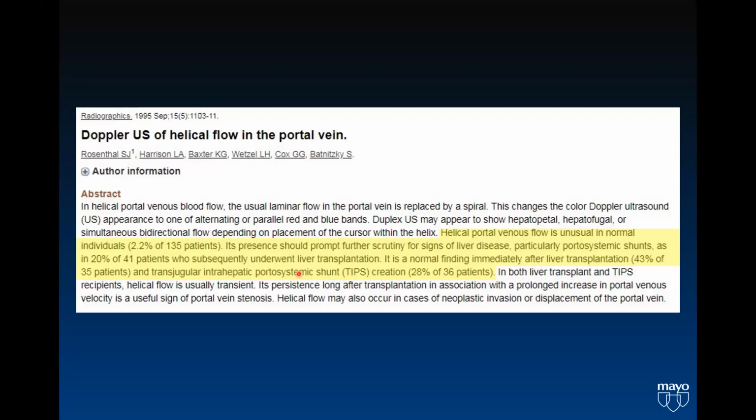And it's not that common in patients who are not intervened upon, but if the patient has had a liver transplant, it's really common. If the patient has a TIPS in place, it can also be seen. So don't be confused by helical flow in the portal vein. It'll show you both hepatopedal and hepatofugal flow within the main portal vein.